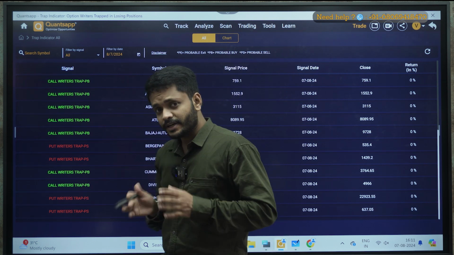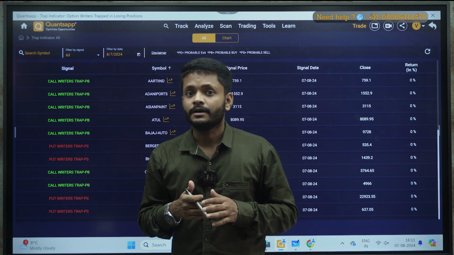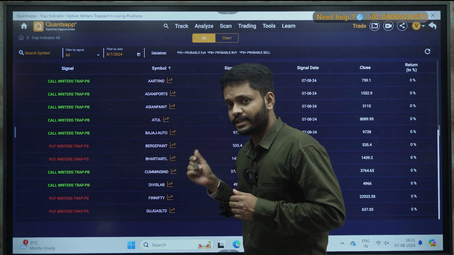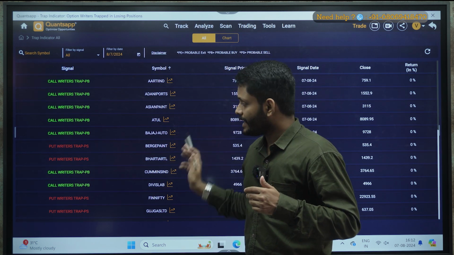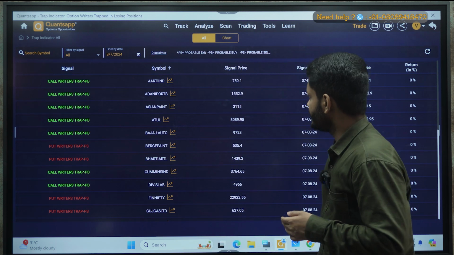This is an end of the day trading tool, so you are supposed to check the stocks only at the end of the day. You are supposed to check this tool only at the end of the day, and based on this data we can plan a trade for the next day, correct?